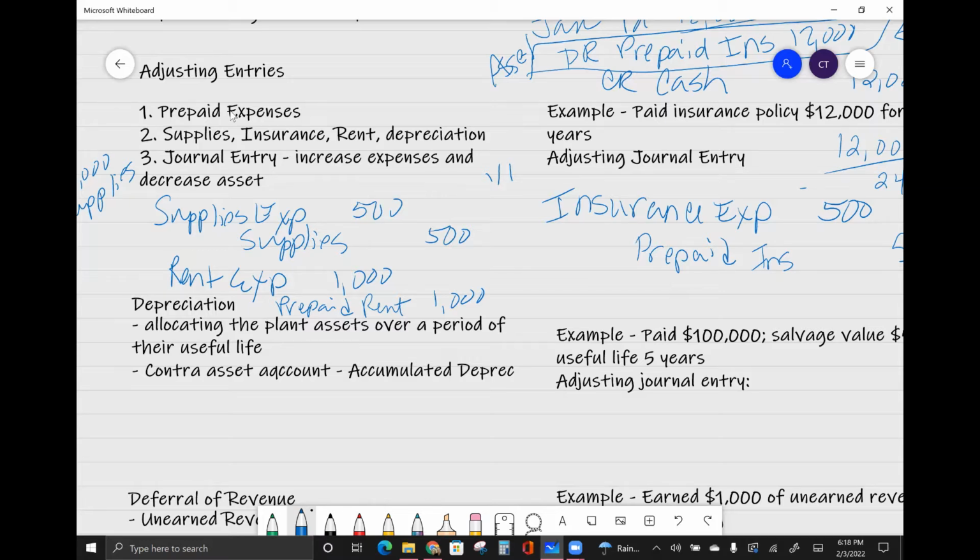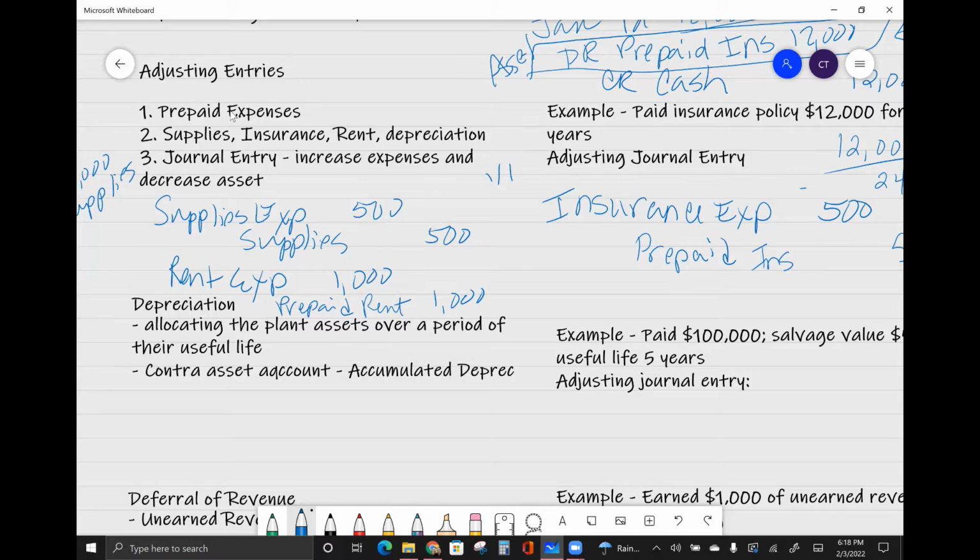So we're gonna credit the asset account, whatever it is, cash, prepaid, whenever we have an asset that we have to decrease, it's going to be a credit. Does that make sense? Okay. So on your journal entry, you're going to increase expense and you're going to credit your asset, which means you're decreasing the asset.